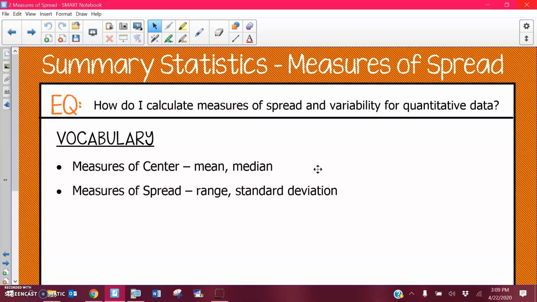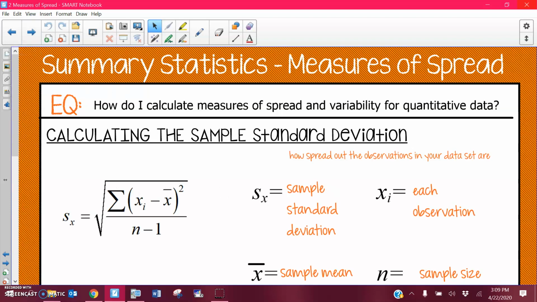So yesterday, or whenever you watched the last video, we talked about measures of center, which were mean and median. And today we're going to be looking at range and standard deviation, also something called the interquartile range, but they're calculated the same way. So let's first talk about our standard deviation. So this is a really intimidating looking formula going on this piece of paper, or whatever you're writing down.